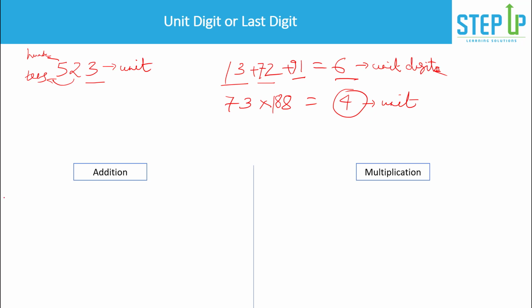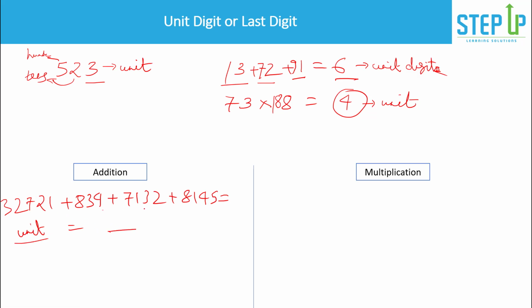Now this is an important property of unit digit. That means if you look at any big number, let's say you have 721 plus 834 plus 7132 plus 8145 or whatever, any bigger number, it doesn't matter. If you have to say what is the unit digit of this number, you can say the unit place would be how much? 1 plus 4, 5 plus 2, 7, 7 plus 5, 12. Again, we are concerned with 12 also is 2. That means this 2 would be the unit digit. Now this is an important property of addition.